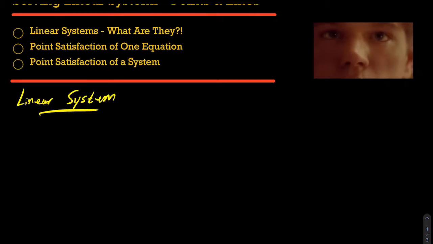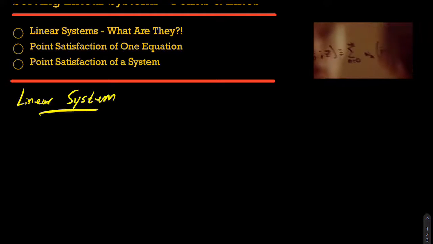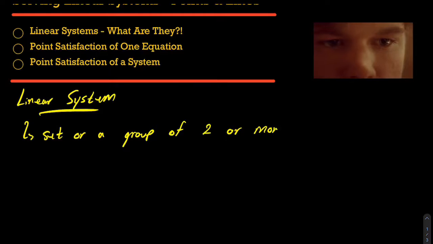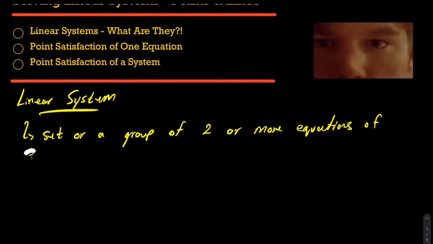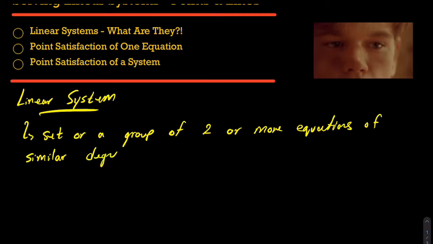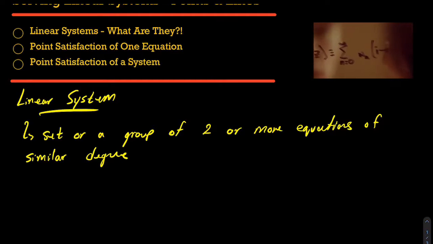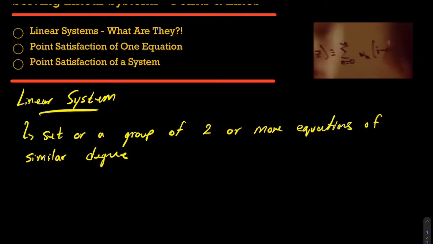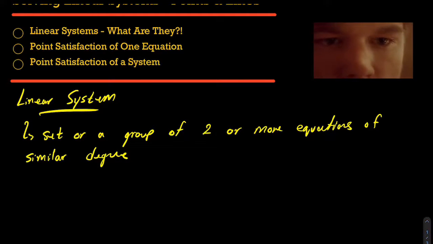So a linear system, we can say it's a set or a group of two or more equations of similar degree. So remember, we talked about degrees as being the highest exponential term that we can find in an equation. So a linear system, it's kind of like a way to organize those degrees. So we can have a linear system, or we can have a quadratic system, or there's a bunch of different systems depending on what that degree is.